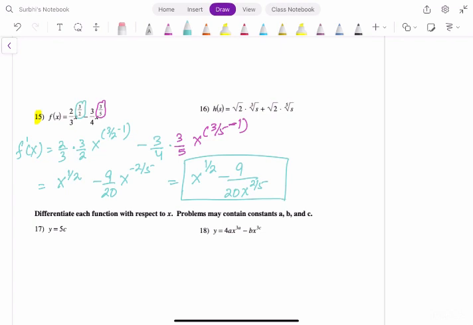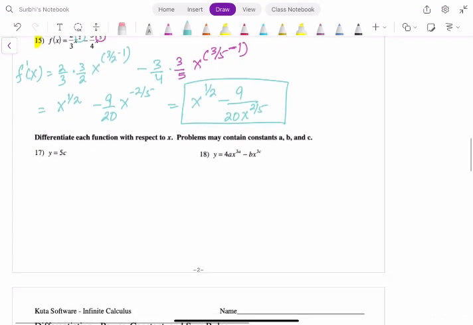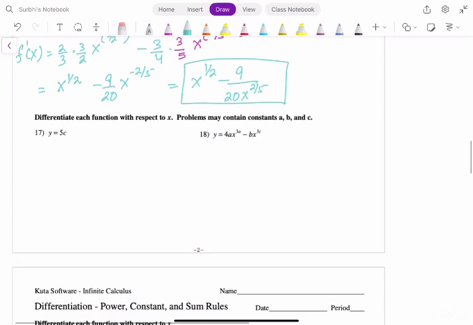Let's try 17th and 18th. For 17th, it is 5c. So my answer will be dy dx is equal to 0, because c is a constant. So read the problem. They specifically said a, b, c are constants.